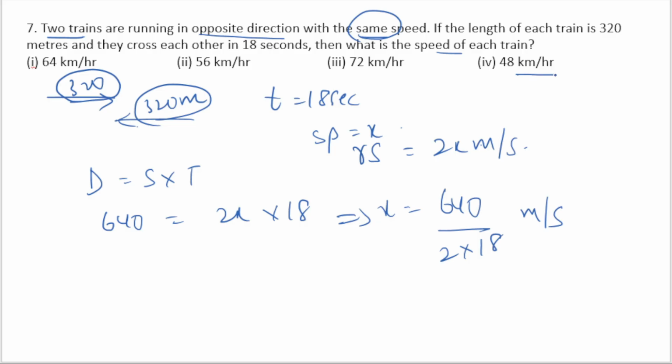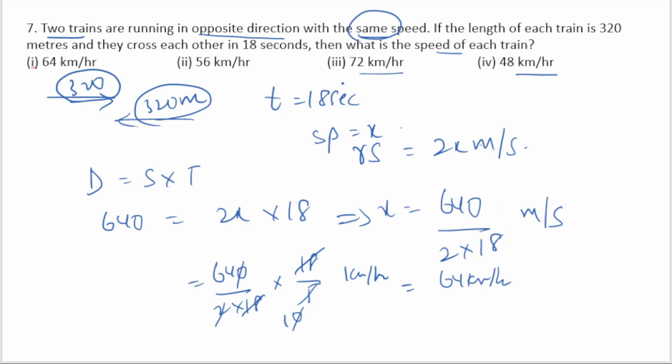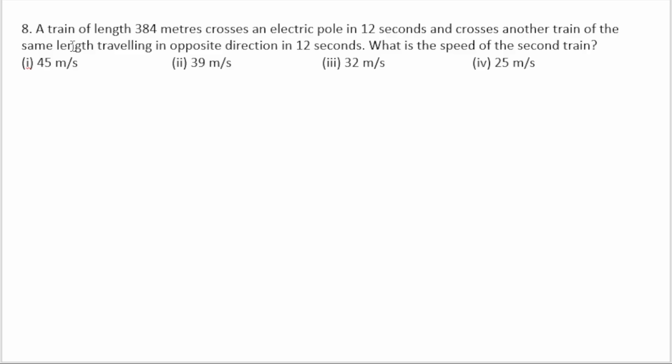And we have to convert this into kilometers per hour because in the options we have kilometers per hour. It is 640 divided by 2 into 18 by 5. This is kilometers per hour. So 18 and 18 will be cancelled. 5 into 2 is 10. This 0 and this 0 are cancelled. So the answer is 64 kilometers per hour. It is the first option. Next question.